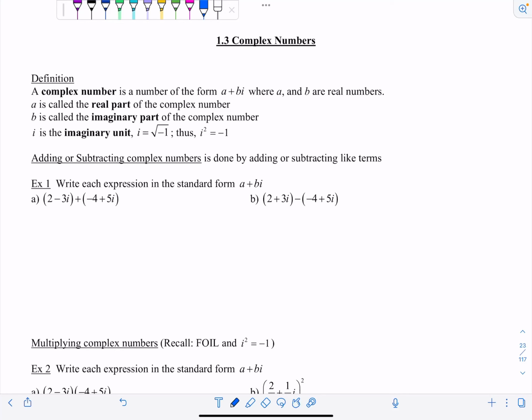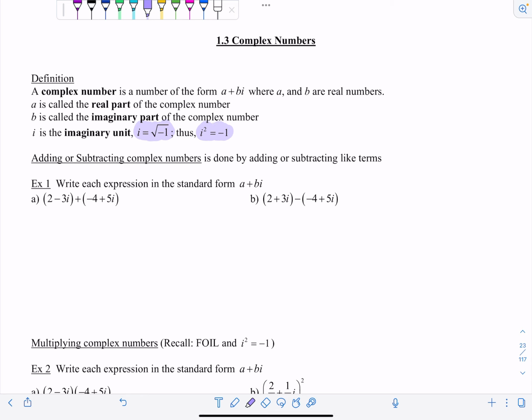This is a video lecture for College Algebra on Section 1.3, Complex Numbers. Just a recap of some definitions. A complex number is a number of the form a plus bi, where a and b are both real numbers. A is called the real part of the complex number. B is called the imaginary part, and i is the imaginary unit. By definition, i is equal to the square root of -1, and therefore i squared is equal to -1.